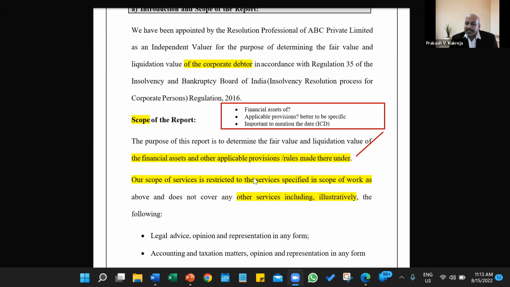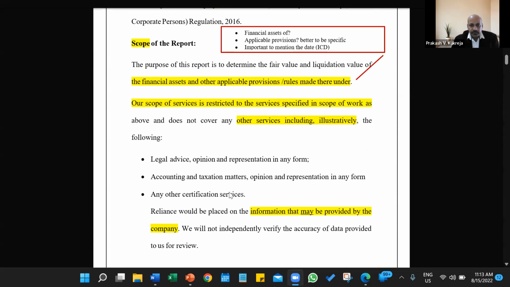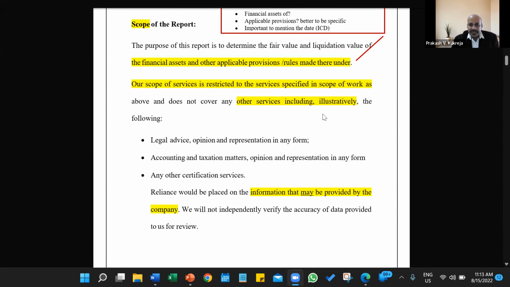And if you see, the scope basically means purpose, right? Or what exactly the RV would be covering, and for whom. So this is a very, very important part of the report, and it should be as specific as possible. And if you see here, below it says other services, including illustrative the following: legal advice, opinion, accounting, taxation matters. So this is very generic. I think here it's important to rather highlight what is the scope rather than listing what is not the scope.